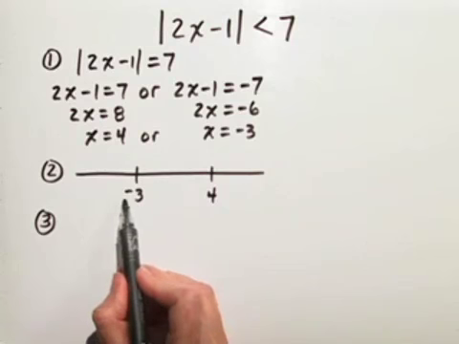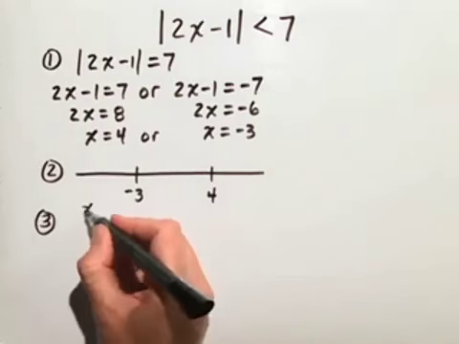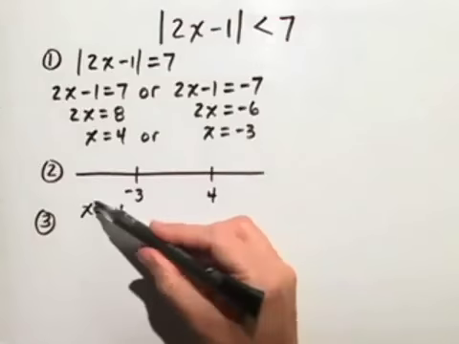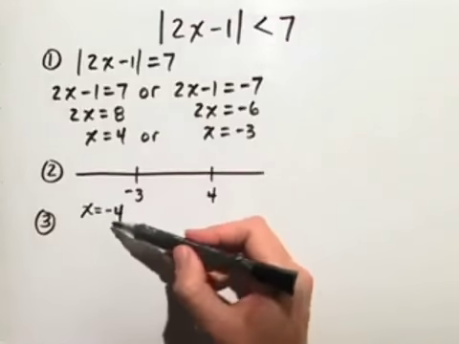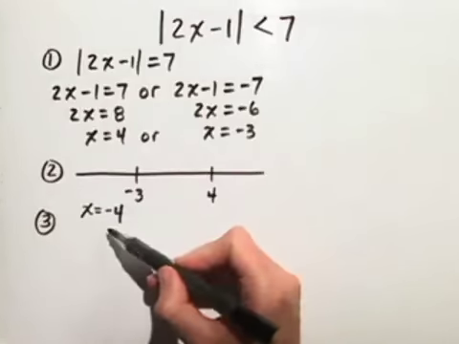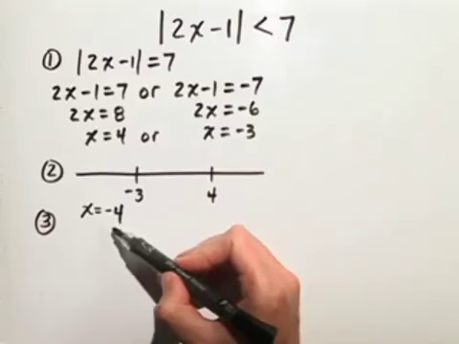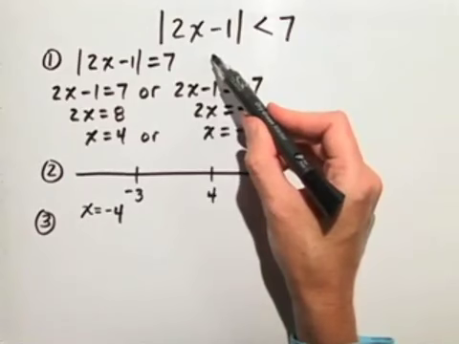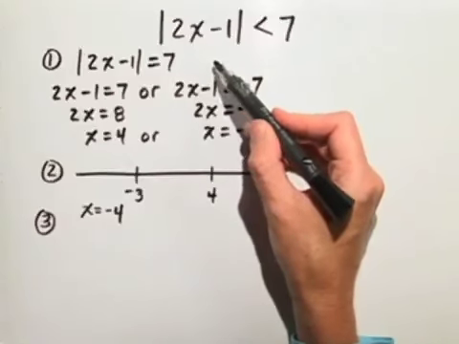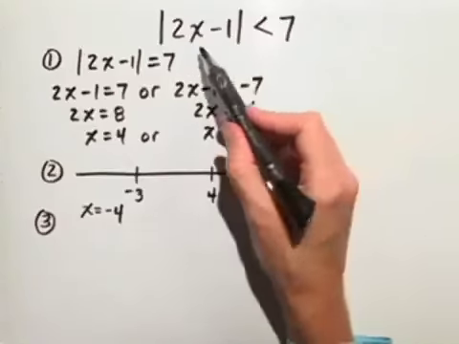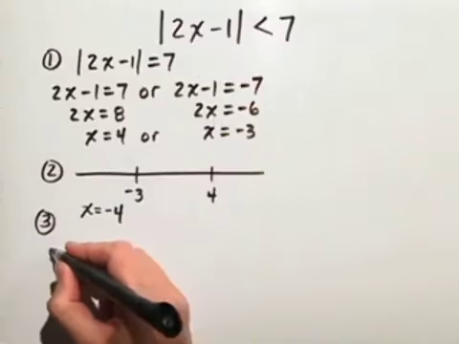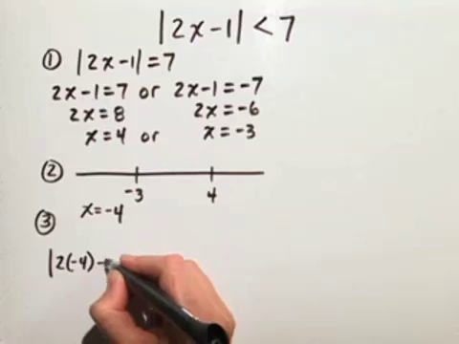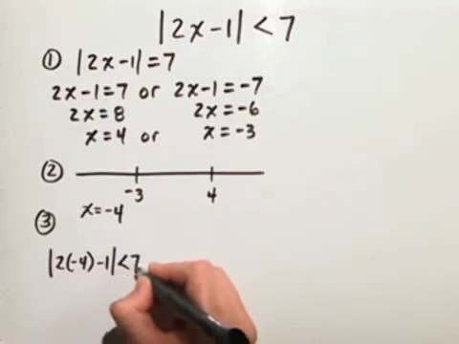Let's start off to the left of negative 3. Let's let x equal negative 4. We can choose any value in this interval. I'm just choosing a value that's close to negative 3. When we choose negative 4, we substitute it back into our original absolute value inequality to see whether it produces a true or a false statement. So let's substitute negative 4 in. We have the absolute value of 2 times negative 4 minus 1 is less than 7.